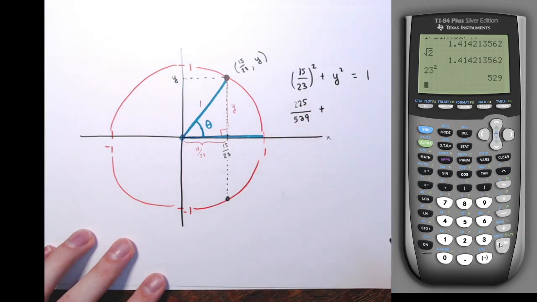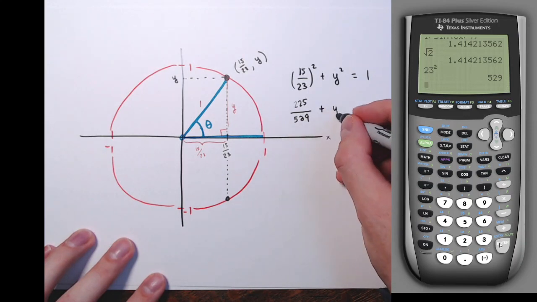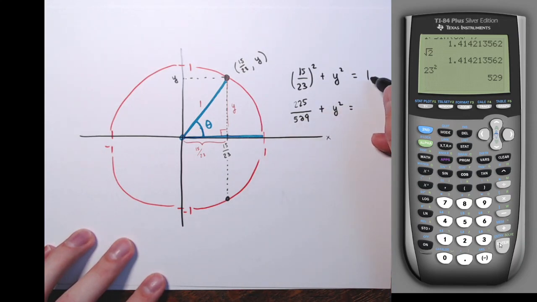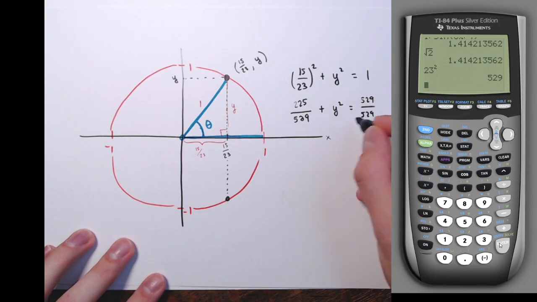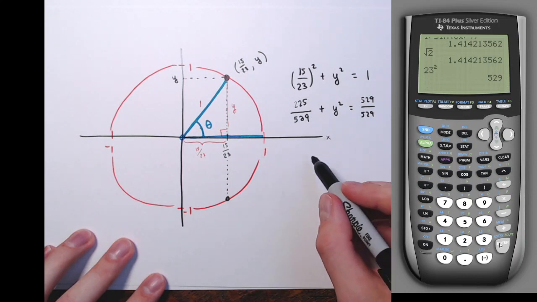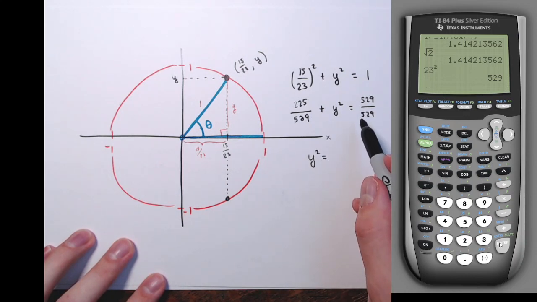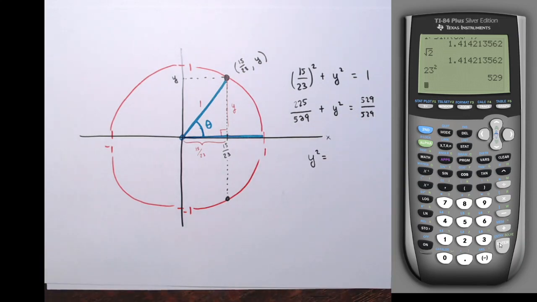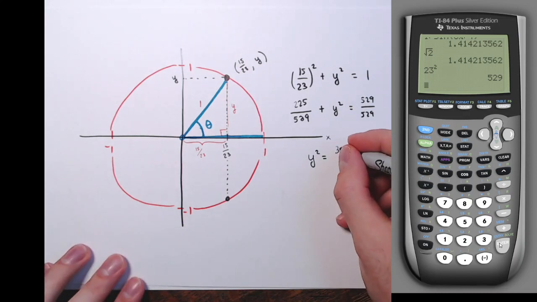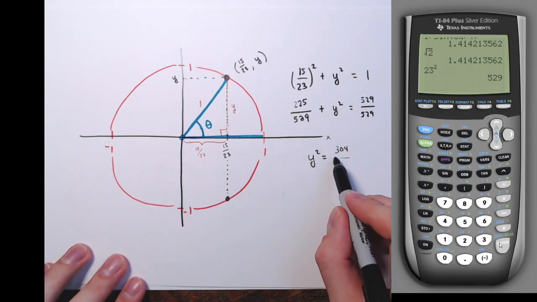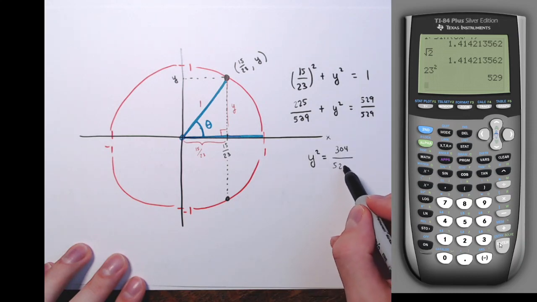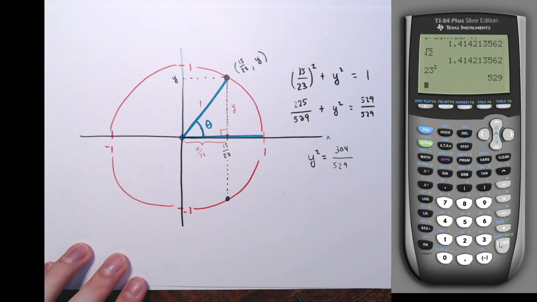Okay, so we have 225/529 plus y squared equals 1. Because I have a fraction, I'm going to make this have the same denominator. So 1 is 529/529, that way there's a common denominator. All right, and then I'll subtract. So we have y squared equals what's 529 minus 225? That'd be 304, over the common denominator of 529. All right, and then I don't believe 304 has a nice square root.